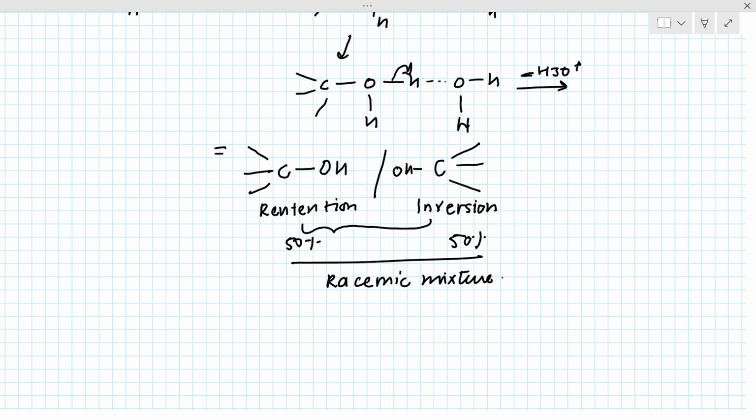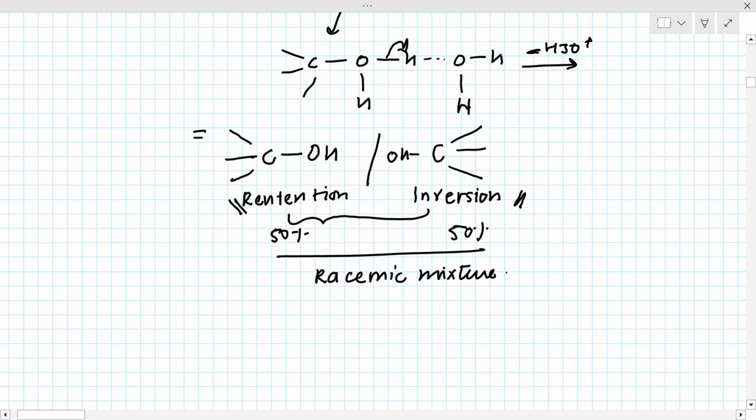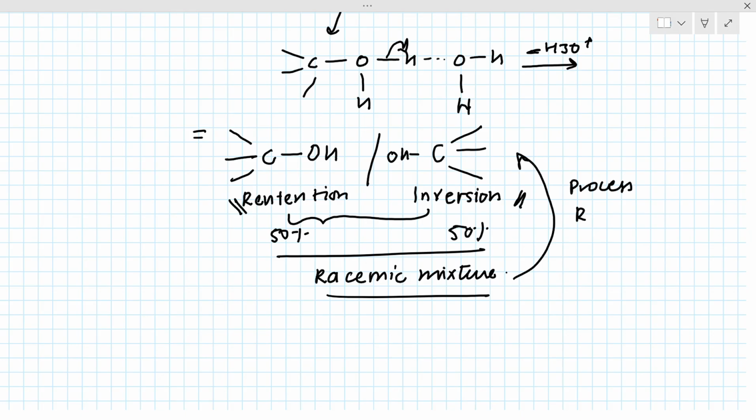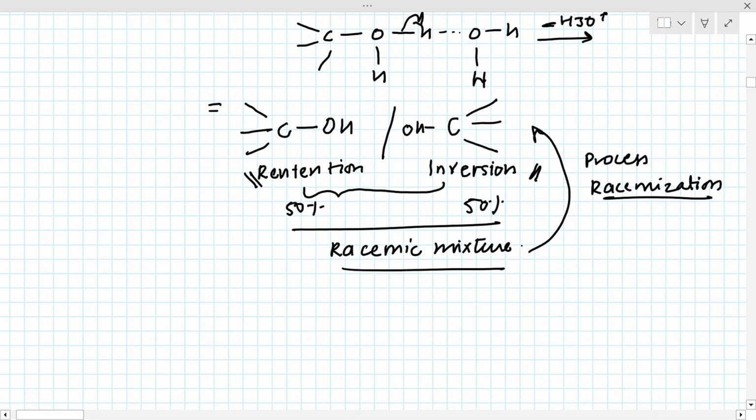So what is a racemic mixture? It is the formation of two compounds, that is, one inverted compound and one retained compound. These two are 50-50%, and these two together are called a racemic mixture. And this process is racemization. Okay, this process is racemization.